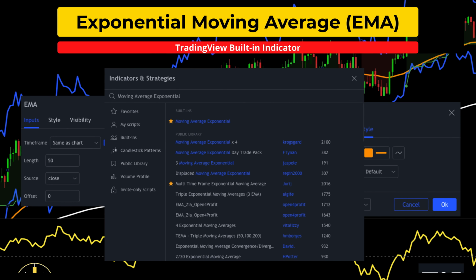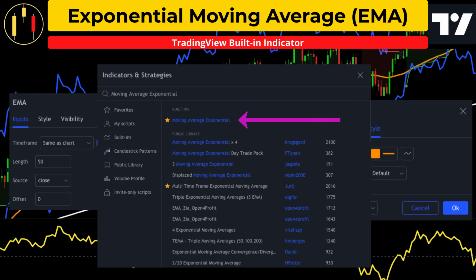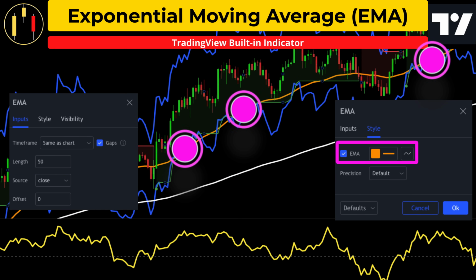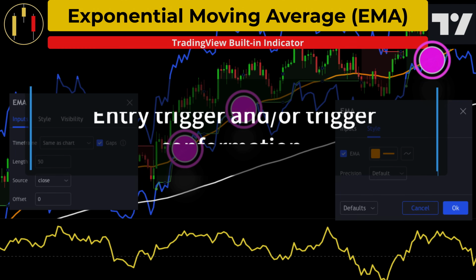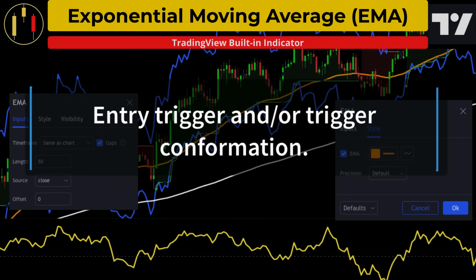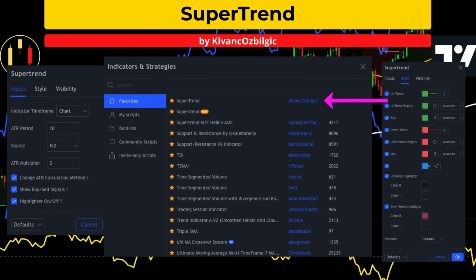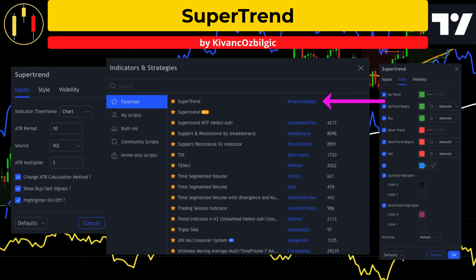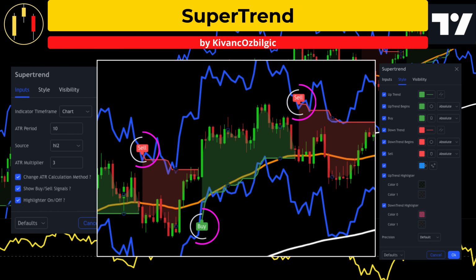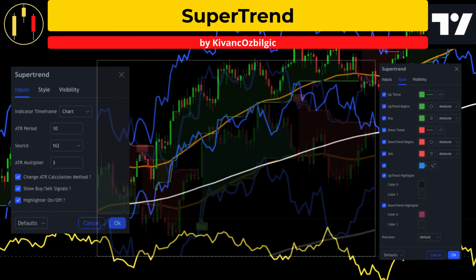The second free TradingView indicator is another EMA. This study will be set to the length of 50 and colored in orange. The 50 exponential moving average will be used as one of the entry triggers. The third indicator to place on the chart is the SuperTrend. Inputs and style will be kept at default settings. The SuperTrend will be used as a trigger or trigger confirmation.